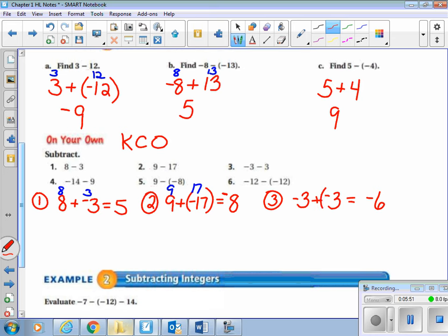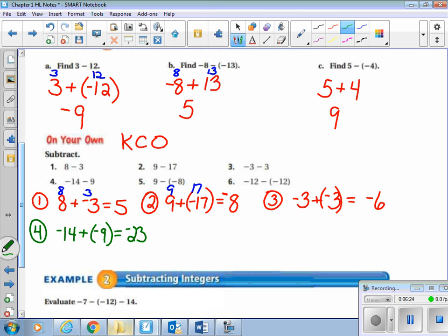And again, you could put parentheses around this so that your negative sign and your addition sign are not right next to each other. Let's switch colors so we don't get them all mixed up. Number 4, keep, change, opposite. Negative 14 is my keep. From subtraction to addition, the opposite of 9 is negative 9. Following my rules of addition, my signs are the same. I'm going to add those numbers and keep the sign. That would give me a negative 23.